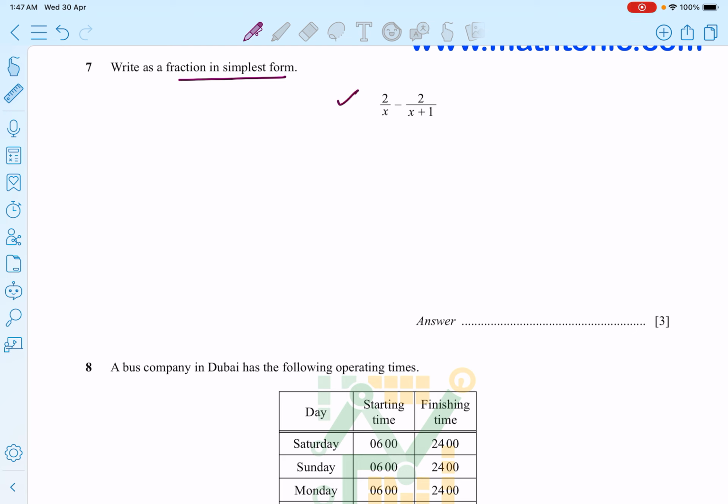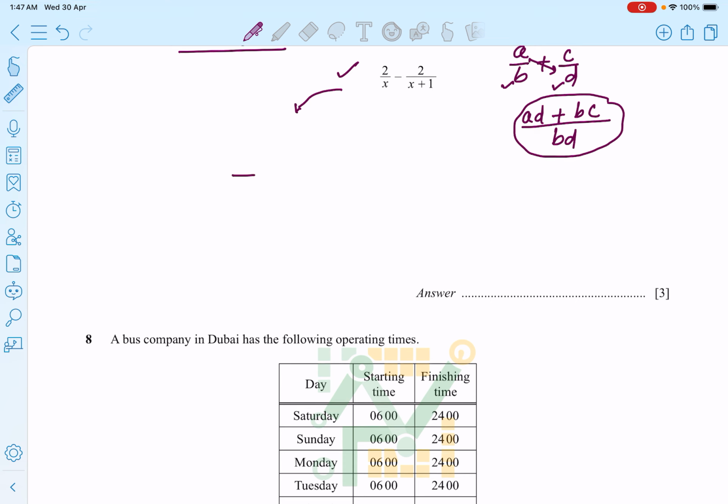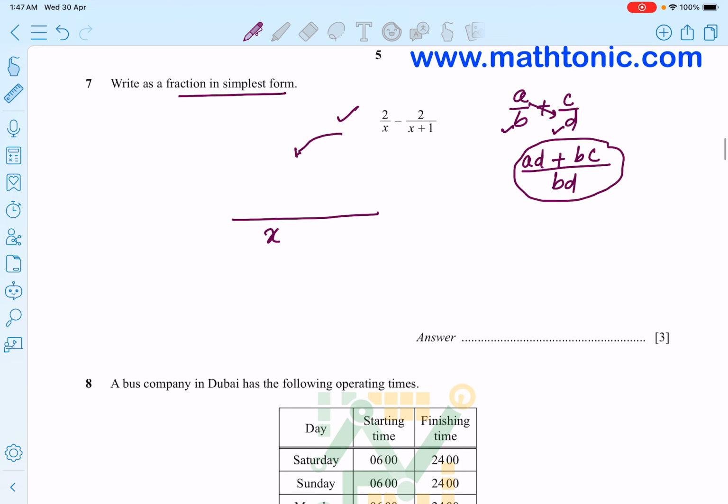Before going to this question, I hope all of you know how to add the fractions: a over b plus c over d, the general form. So I can write b times d, that is the product of the two denominators, and cross multiply: a times d plus b times c. This is the way to add the fractions, right? Same thing I will apply here. Listen, the denominator we have is x times x plus 1. Can you see this? Now cross multiply this one, so 2 times x plus 1 minus, then cross multiply 2x.